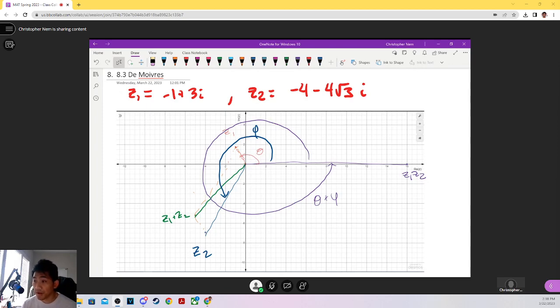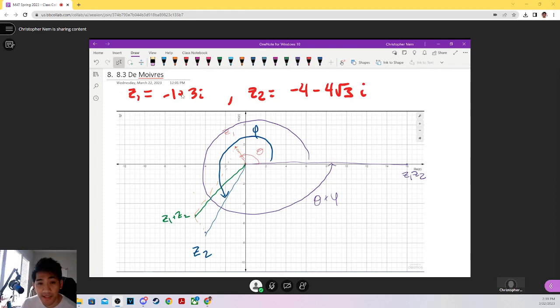But to start off, we have two complex numbers. Let's call them z1 and z2: negative 1 plus 3i, and negative 4 minus 4 root 3i. These are two different complex numbers. If you graph them on the real and imaginary axis, we can plot them depending on their real component and their imaginary component. We're still going to move in a rectangular form, left, right, up, and down for now. But if I plot them, I have z1 located over here, z2 located over here.